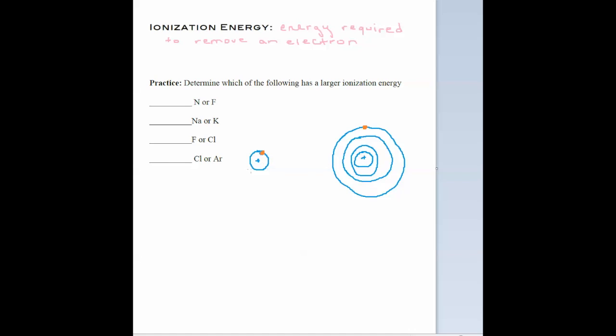So, if this attraction is very large, so it has a high attraction, what that tells me is that it's going to require more energy to remove this electron than to remove this electron, because this nucleus is holding on tight to this electron. I'm going to have to put in more energy to remove this one than to remove this one. So this has high ionization energy. I'm just going to write IE. All right. Well, this one has a low ionization energy.